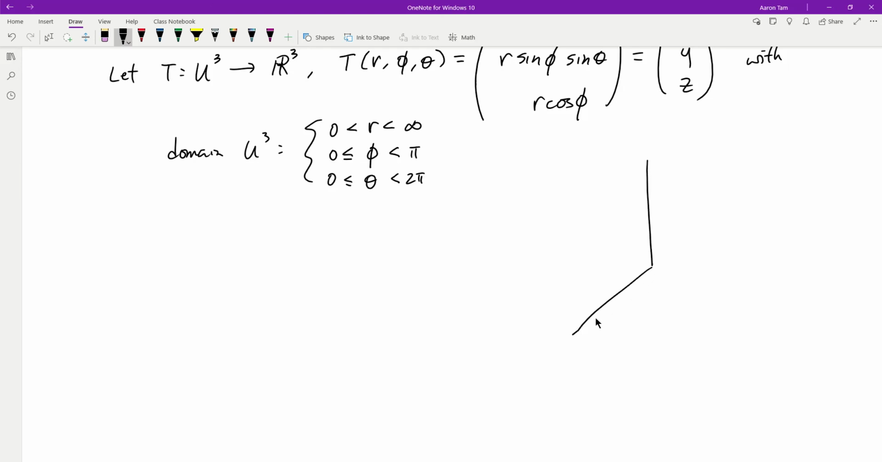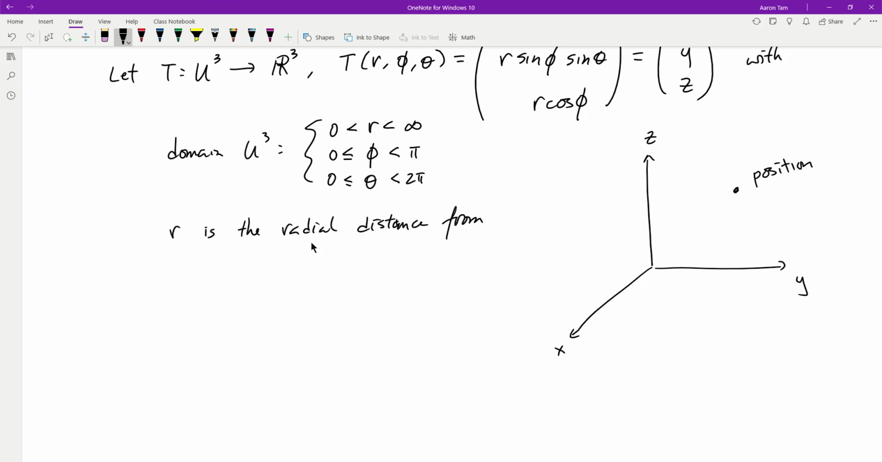Suppose here is my R3 space, a typical R3 space defined by x, y, z. And let's say I define one position right here. Here's the position that I want to describe. So how does a spherical coordinate system describe this position? First, r is the radial distance from the origin to the position. Notice that is the same definition as in polar, except that this distance is not on the xy plane, but in R3 space, from the origin to the position.